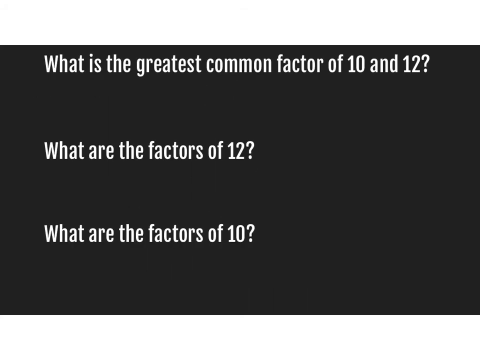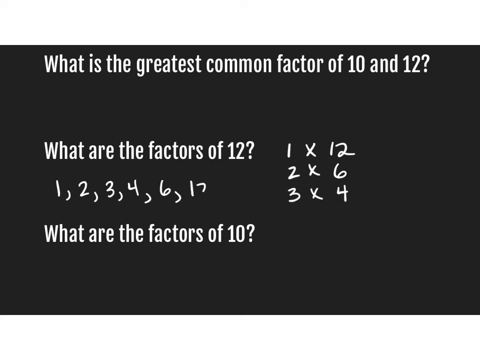Sometimes you might be asked, what is the greatest common factor of two numbers, in this case 10 and 12? So in order to figure that out, we need to know the factors of 12. And again, we always start with 1 times that number. Both of these are factors of 12. I can multiply them together to get 12. 2 and 6, I can multiply those together to get 12. 3 times 4, I can multiply together to get 12. So I'm going to write a list of these factors in numerical order. 1, 2, 3, 4, 6, and 12.